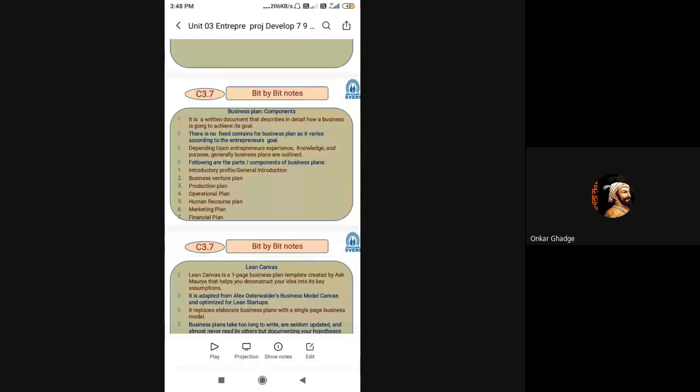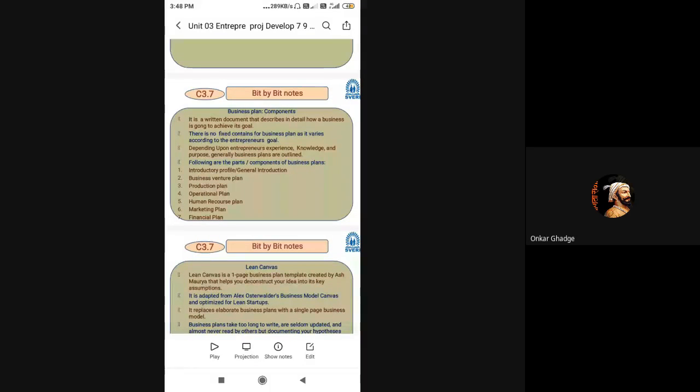I am telling so many things, and I think you people may be forgetting, so try to write pointers, right? For example, in the operational plan, I have told routine is an important part, scheduling is an important part, inspection is an important part, and shipping. So these four aspects are very important in an operational plan.